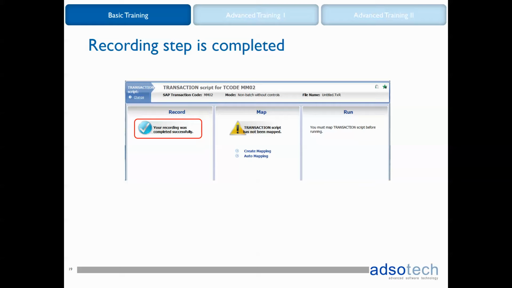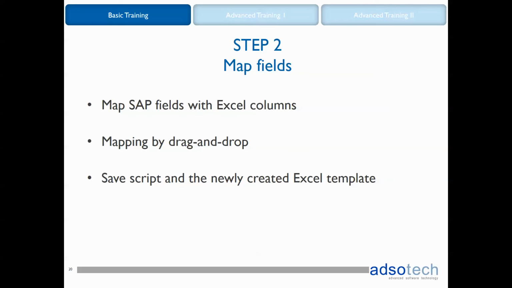So what we see right now is that recording is done. Your recording was completed successfully. And then mapping is not yet done, but that's our next step. And then running is waiting for us on the far right. So we want to do the mapping next.